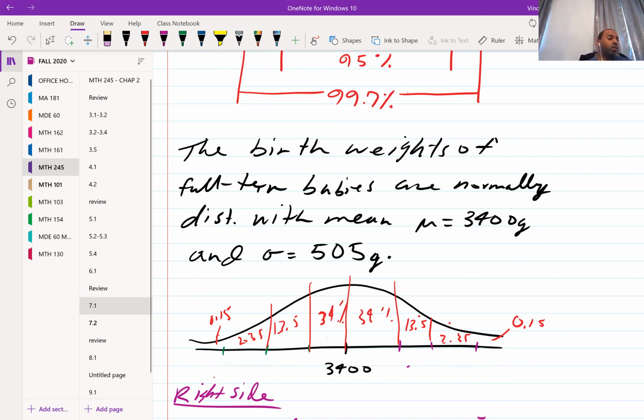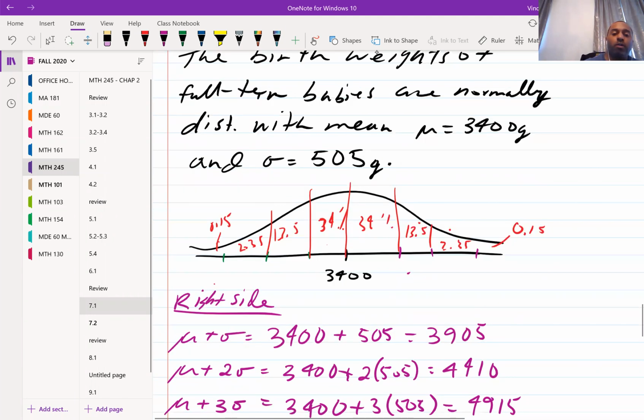All right. So according to the empirical rule, you have your mean in the middle, that's 3,400. Then to the right, we have 3 values, adding a standard deviation once, add a standard deviation twice, add a standard deviation 3 times to get the right side of your mean. Then to get the left side of your mean, you're going to subtract the standard deviation 3 times. All right, and our standard deviation is 505.